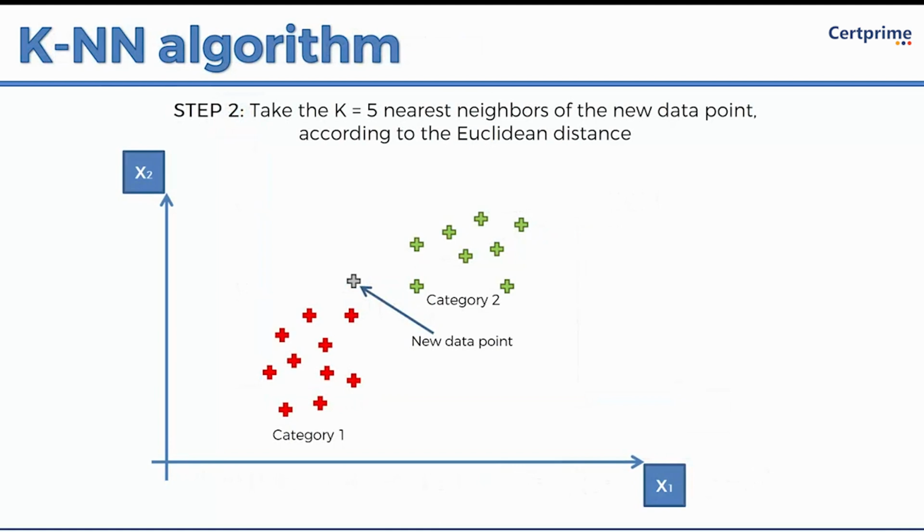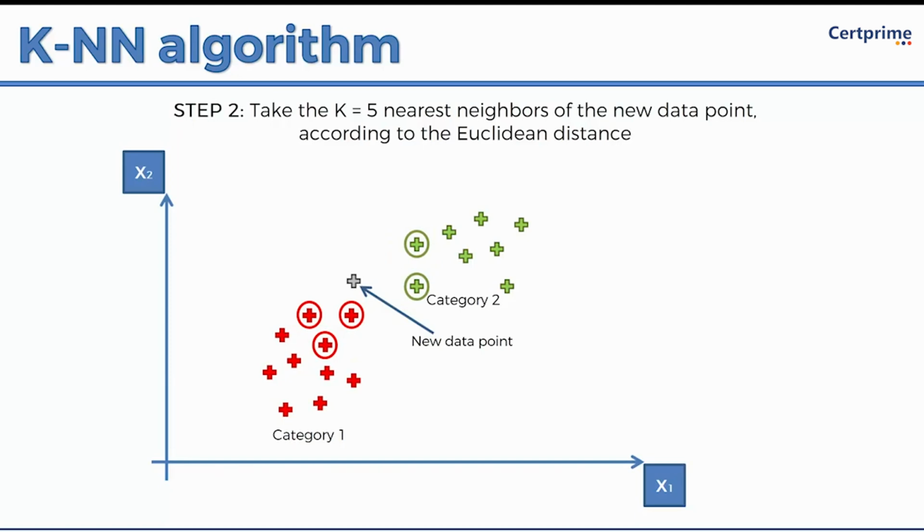So here's our new data point. How are we going to identify which are the closest 5 neighbors? We just look at them and see the distances here. We can see that's the closest one. That's probably the second closest one, third closest, fourth closest, fifth closest. So let's outline those. There we go.